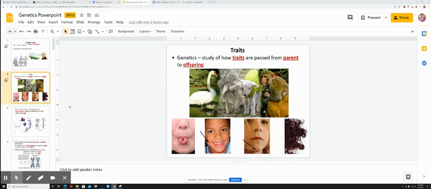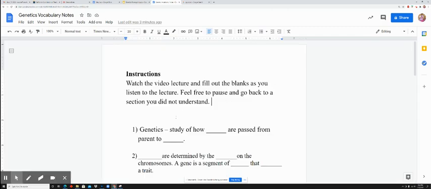Students, this lesson is going to be the vocabulary that you were supposed to read about and define for the baby lab. This is the vocabulary that's going to help you understand genetics. There is an assignment attached to it where you have to watch this lecture and fill out the notes as you are listening and reading. That assignment is right here. So as you watch the lecture, you fill out the blanks, which I will go over.